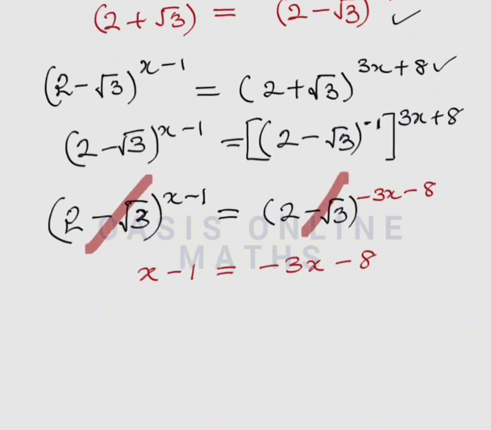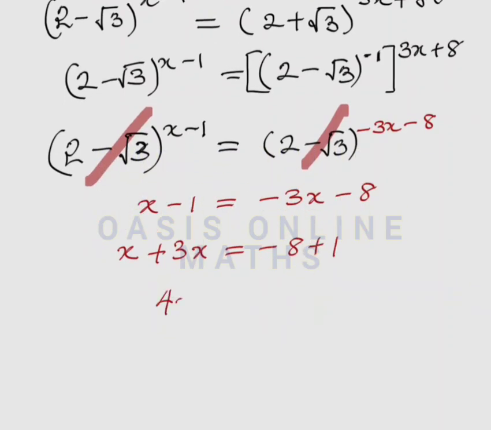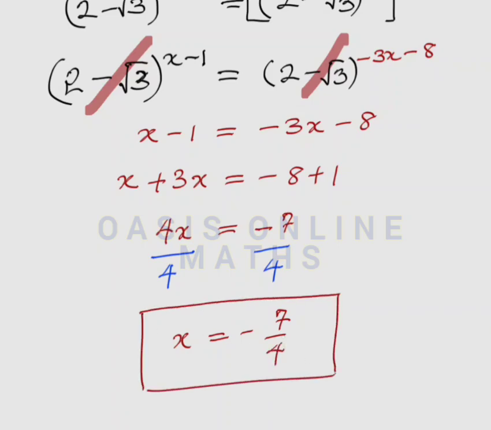So we can collect our like terms normally. So we have x, bringing minus 3x here, we have plus 3x is equal to minus 8, bringing minus 1 to this side, becomes plus 1. So 4x on our left hand side, as x plus 3x gives us 4x. Then minus 8 plus 1 gives us negative 7. So we divide both sides by 4. So we have our final answer to be x is equal to negative 7 over 4. This is our final and correct answer.